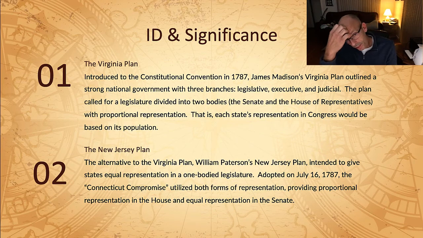The New Jersey Plan was an alternative to the Virginia Plan. William Patterson's New Jersey Plan intended to give states equal representation in a one-bodied legislature. Adopted on July 16, 1787, the Connecticut Compromise utilized both forms of representation, providing proportional representation in the House and equal representation in the Senate.